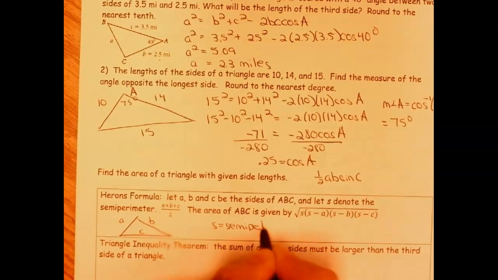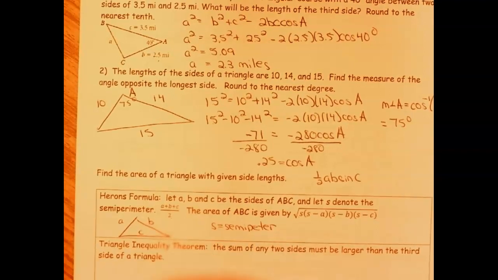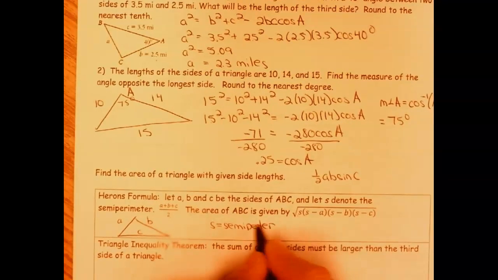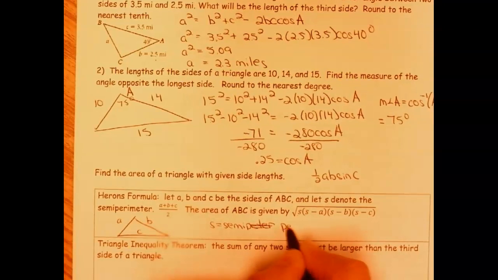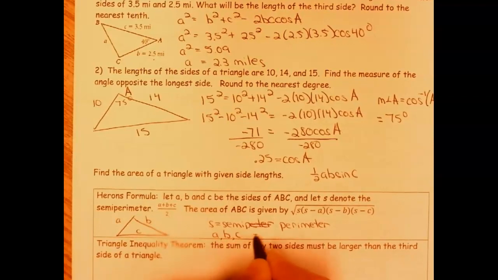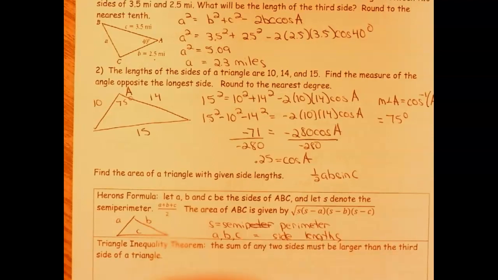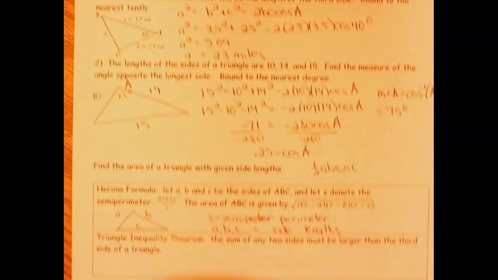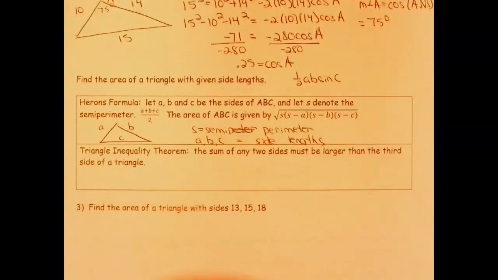So let's write down a few things. S is the semi-perimeter. And again, little a, little b, and little c are equal to the side lengths. And then finally, back in geometry, is the triangle inequality theorem. It says the sum of any two sides has got to be larger than the third side.